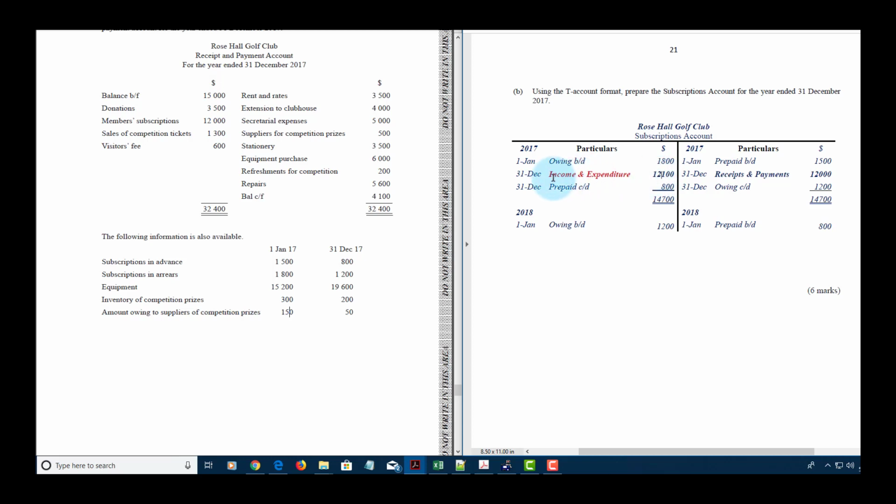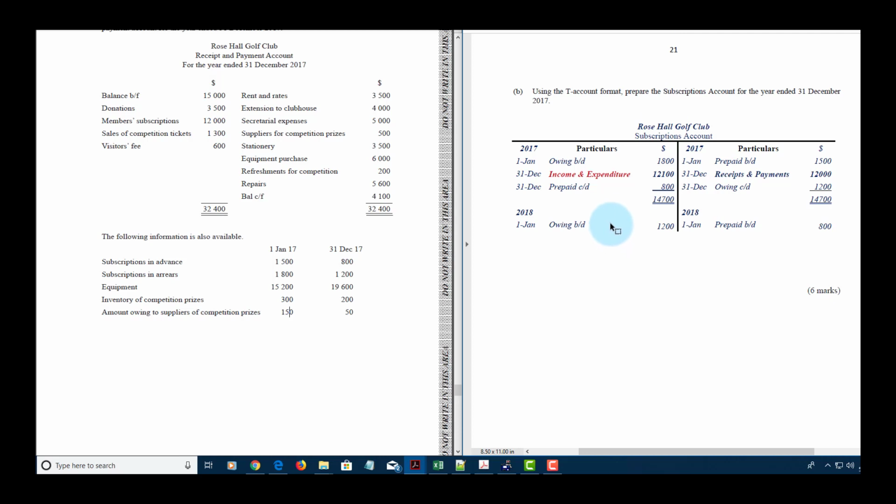This is because, as we know, income has a credit balance and subscription received is the main form of income for that organization. So the fact that the word appears on the debit side here means that when it goes into the income and expenditure account, it will be on the credit side.